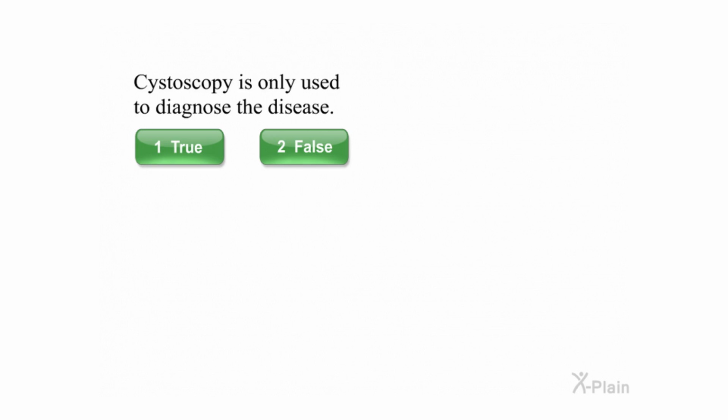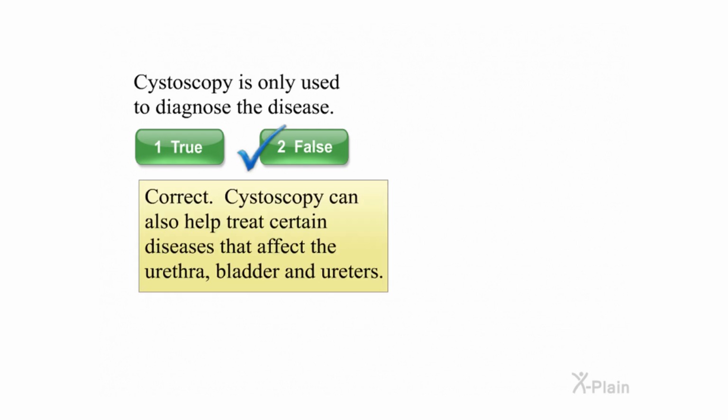Cystoscopy is only used to diagnose the disease. Select true or false. Correct. Cystoscopy can also help treat certain diseases that affect the urethra, bladder, and ureters.